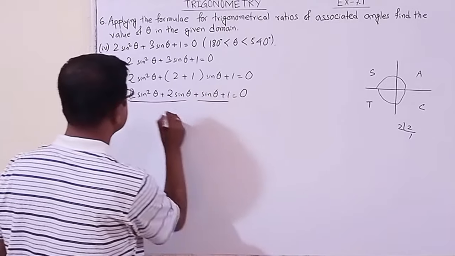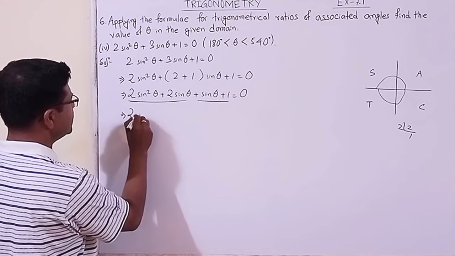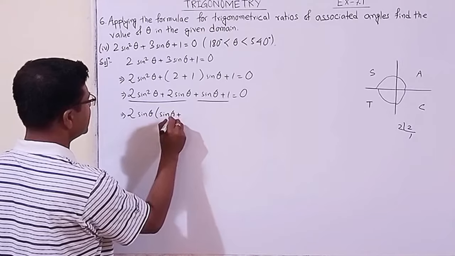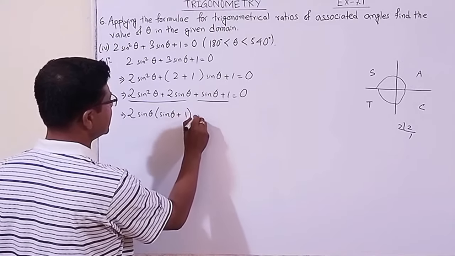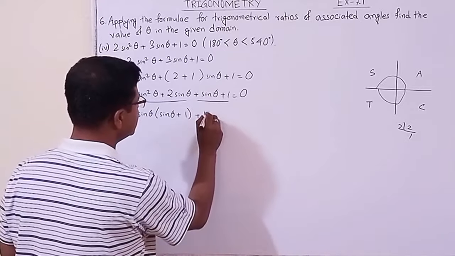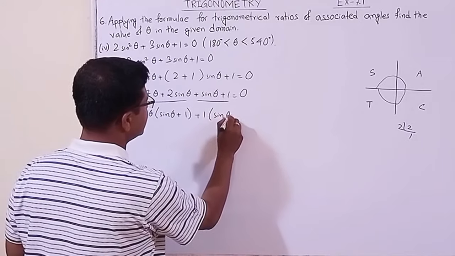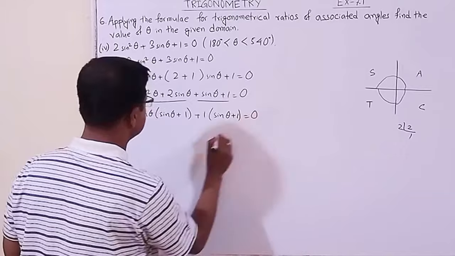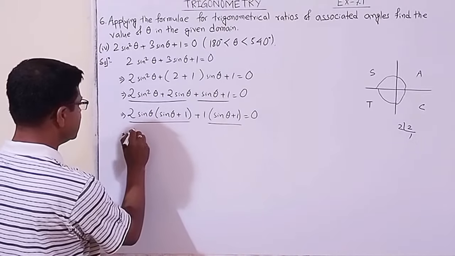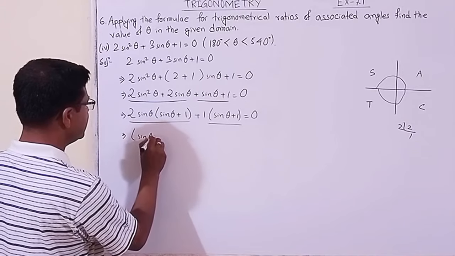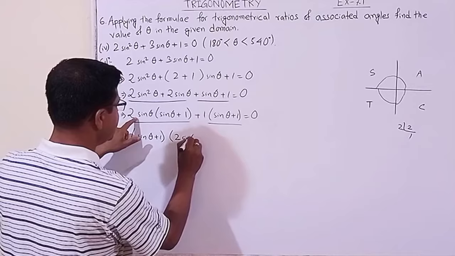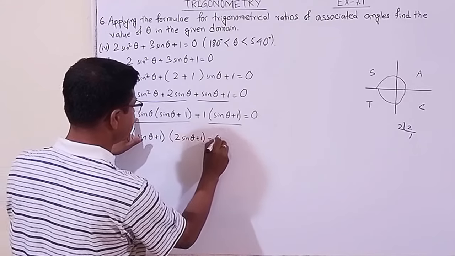Let us make two pairs. In the first pair, what is common? 2 sine theta is common. Sine theta, and what is left here? 1. And here what is common? Nothing is common. That means only 1 is common. Sine theta plus 1 is equal to 0. Now out of these two, what is common? Sine of theta plus 1 is common. So what is left? 2 sine theta plus 1 is equal to 0.